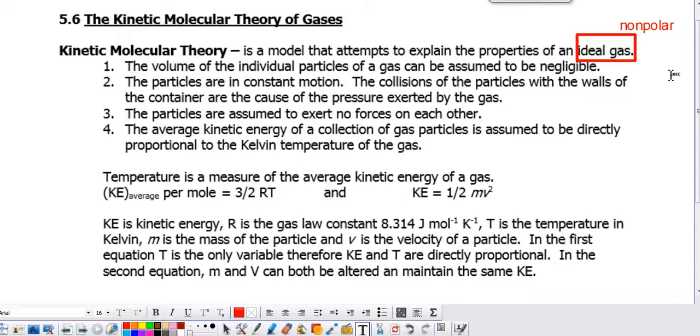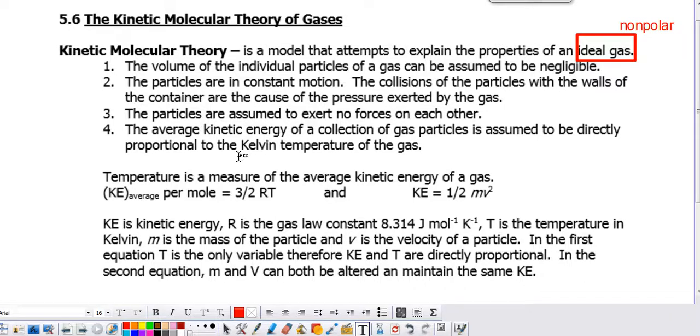When those particles collide with a container, we have the force, the mass times the acceleration. That mass times acceleration is exerted on an area. We call that force, mass times acceleration, over an area pressure. Particles are assumed to exert no force on each other. When two non-polar molecules collide, those two non-polar molecules have no interest in each other, so they would just bounce right off of each other.